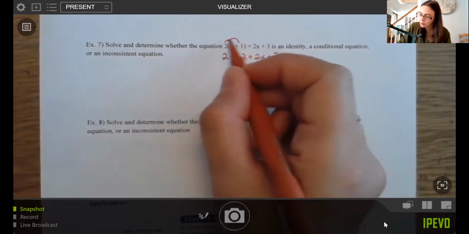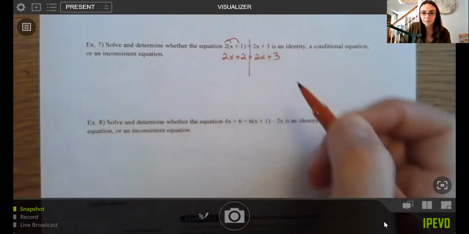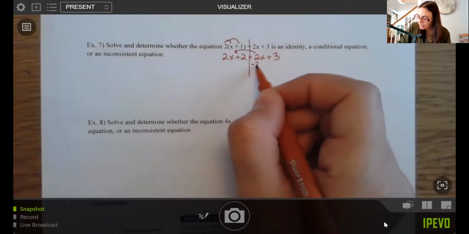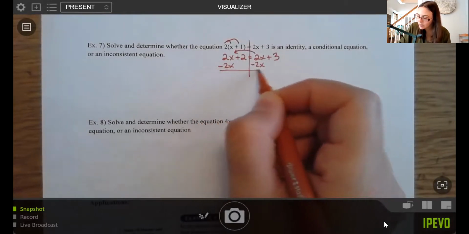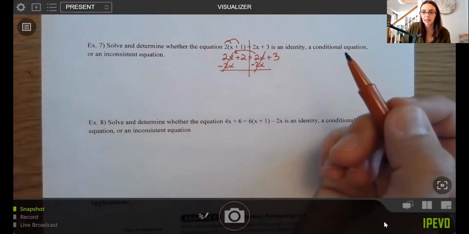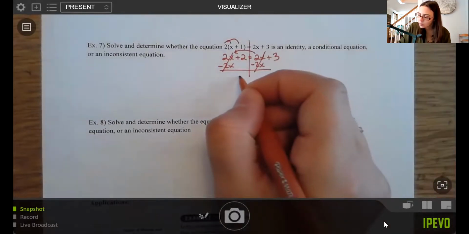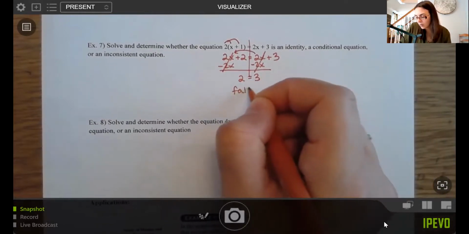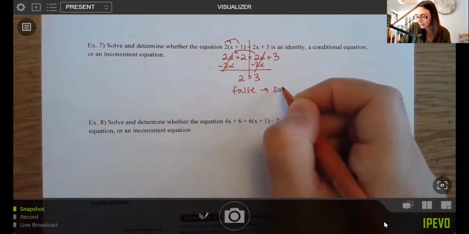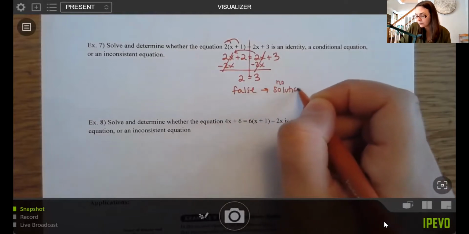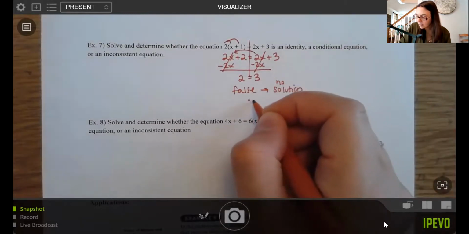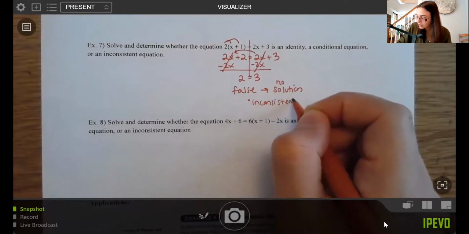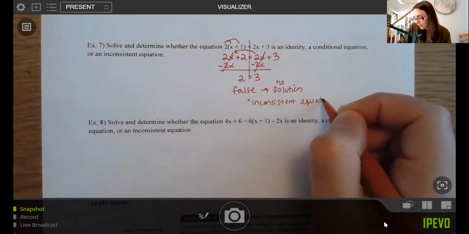So on the left side, I just distributed through, and then on the right side, I just rewrote it. Now I'm going to try solving, and I'm going to try to bring my 2x to the left here. And what happens is that it cancels on both sides, right? That's kind of weird. It cancels on both sides. So 2 equals 3 is what's left over. Now this is false. So when you have a false statement like this, it is automatically a no solution, and it is an inconsistent equation.